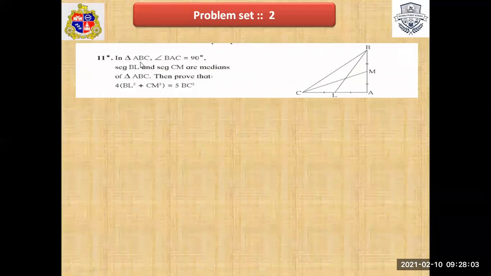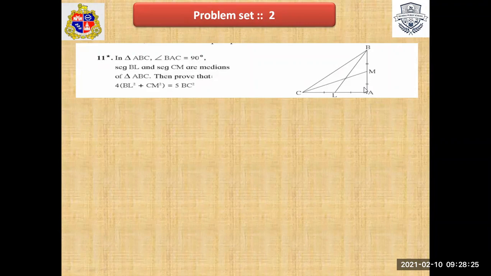So the 11th question. In triangle ABC, angle BAC is equal to 90 degrees. BL and CM are medians. So now these 3-4 questions are like prove that. Now listen carefully. In triangle ABC, B is 90 degrees. Sorry, A is 90 degrees.